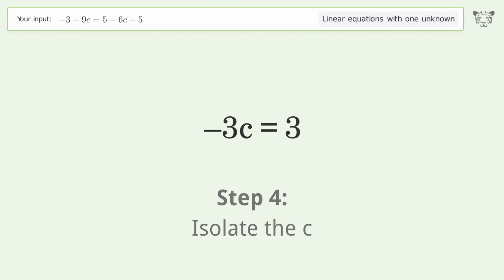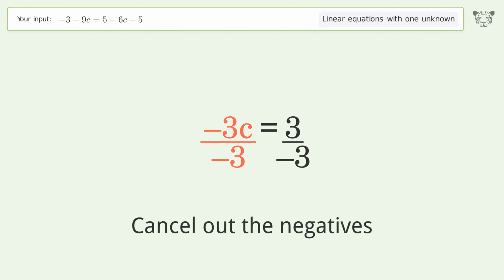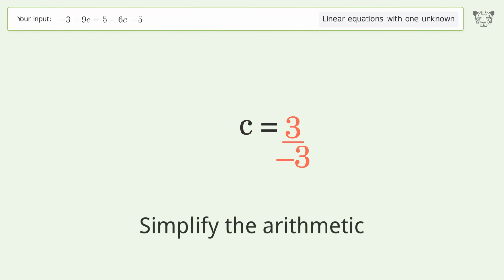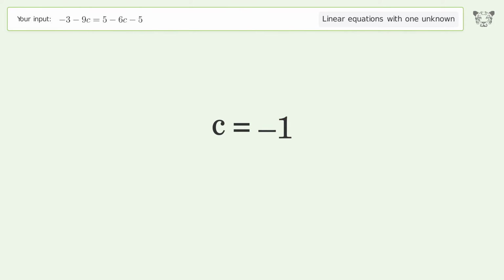Isolate the c. Divide both sides by -3. Cancel out the negatives. Simplify the fraction. Simplify the arithmetic. Simplify the fraction. And so the final result is c equals -1.